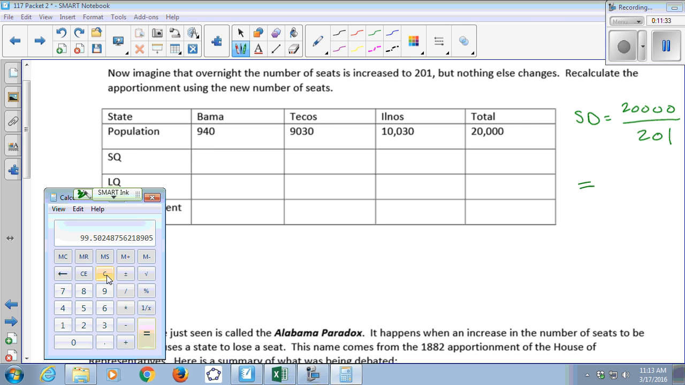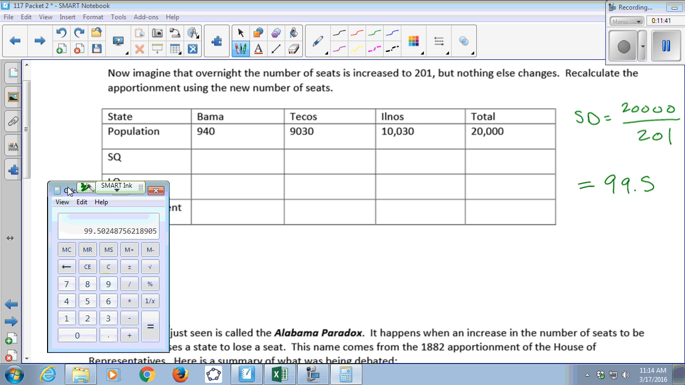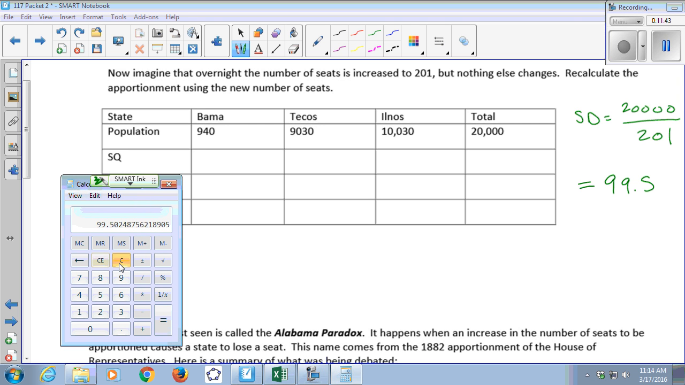Did I do it wrong? 99.5, 99.5. We'll just call it that. Okay. All right, so then I take each state's population, divide by 99.5 to get the standard quota. So 940 divided by 99.5, 9.447.